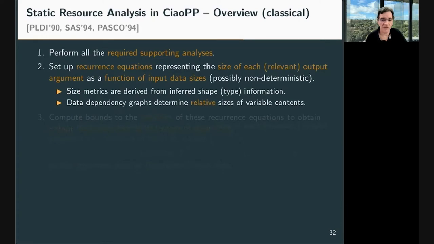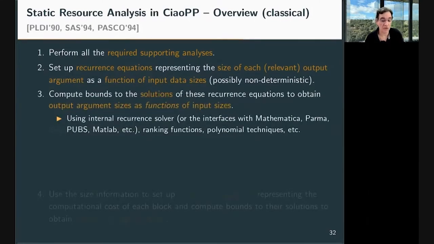Now, once we have all the information from this analysis, we can set up recurrence equations. We set these equations first on the data sizes, i.e. equations for the size of each relevant output argument as a function of the input data sizes. Now, the metrics used to determine these data sizes are derived, as I mentioned before, from the inferred type or shape information. And this allows us to build data dependency graphs that determine the relative sizes of the contents of variables. And with that, we compute solutions to these recurrence equations on data sizes by bounding them. And depending on whether we're doing upper or lower bounds, we obtain output sizes of procedure calls or built-ins, etc., as functions of input argument sizes.